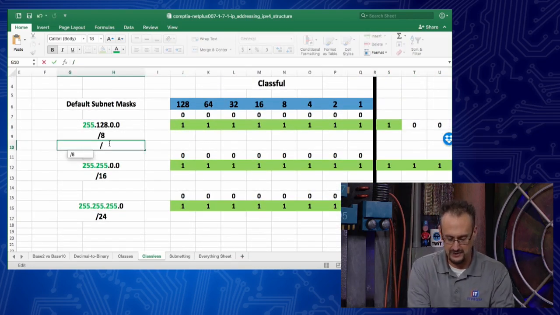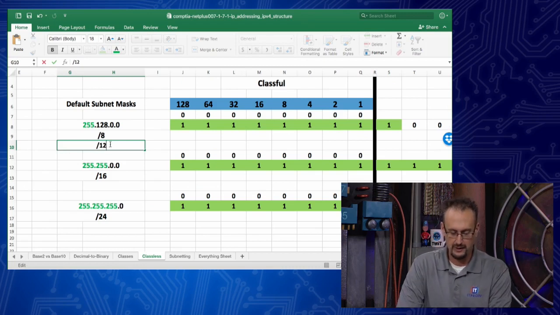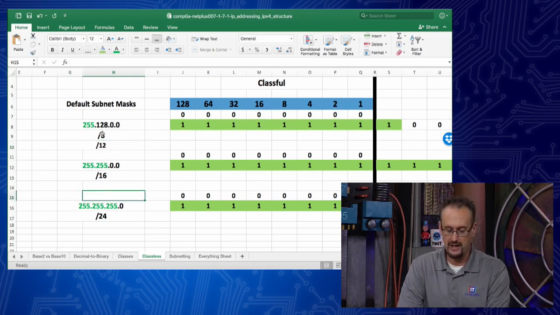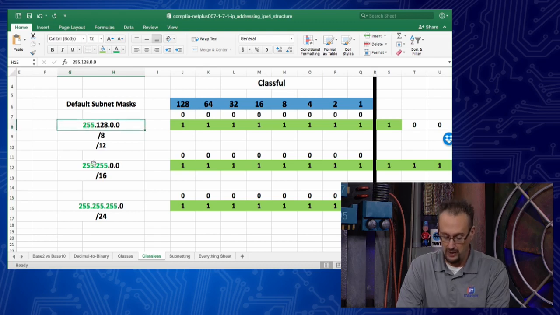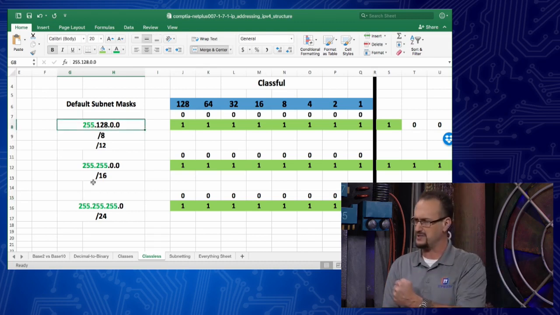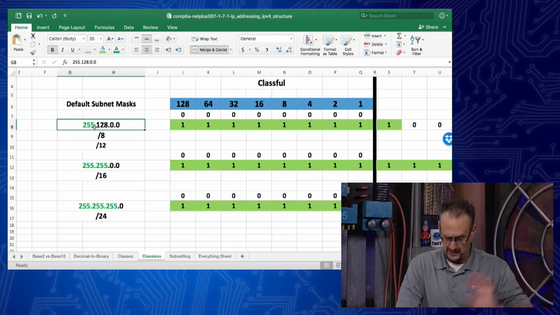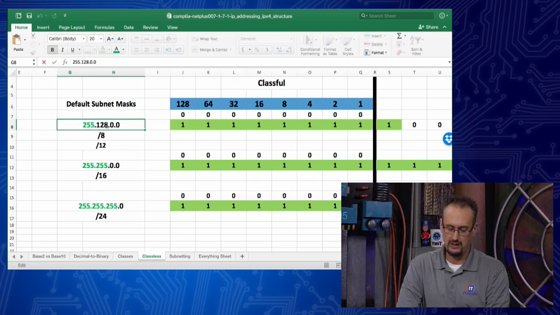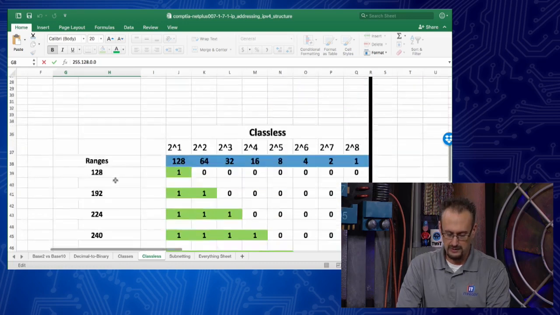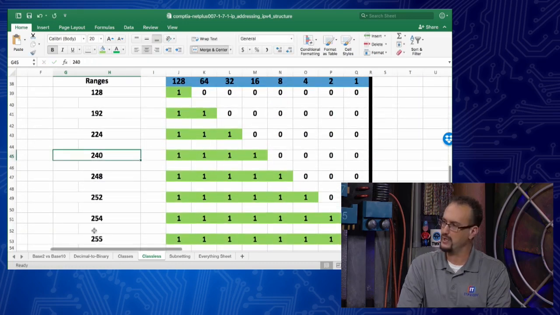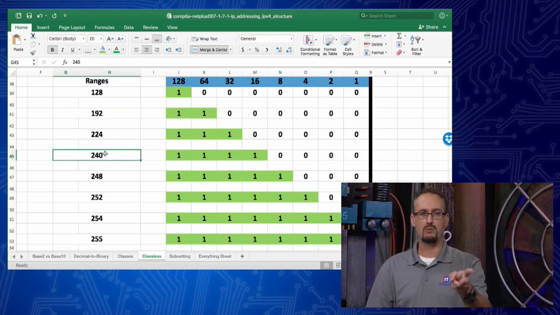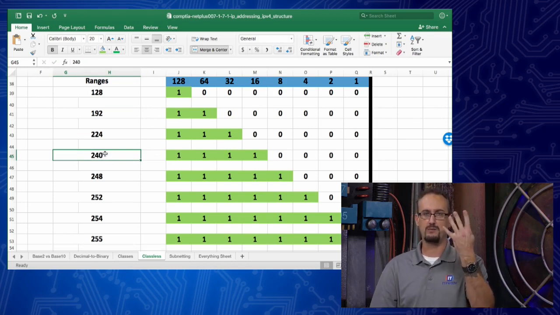If it happened to be a, let's just say randomly, /12. Well, if it's a /12, I know that I have at least 8 bits, so I know that I got 255. I've started there. That's why I colored these green here, to give you something you can look at. I know that 255 is going to be there, because I already have 8 bits. But how many extra bits do I have beyond 8? Well, that's easy enough. 12 minus 8 is 4. So now I have to figure out what 4 bits are. If you can remember the chart, 4 bits, that's 240. I can remember 128, 192, 224, 240. I remember 4 bits.